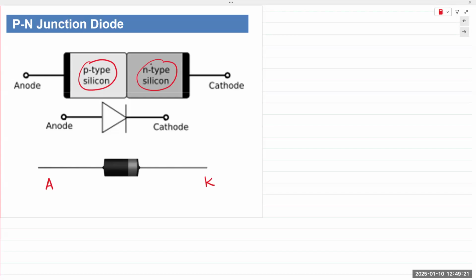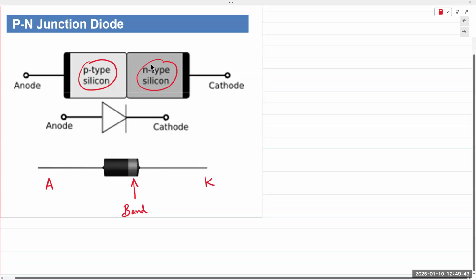it is marked with a band. If you look in your lab kits, you will see a small device with a black coating and a gray silver band. That's an actual diode right there. So that band indicates it's a cathode.